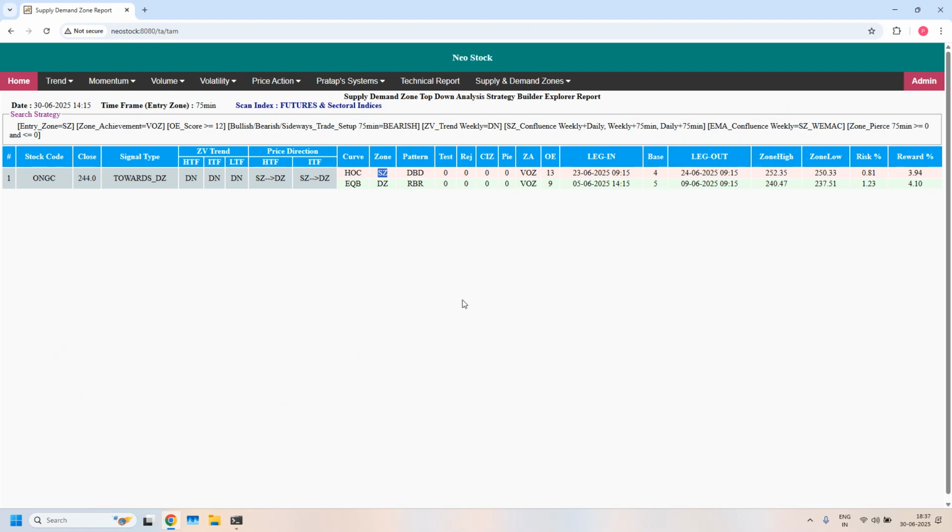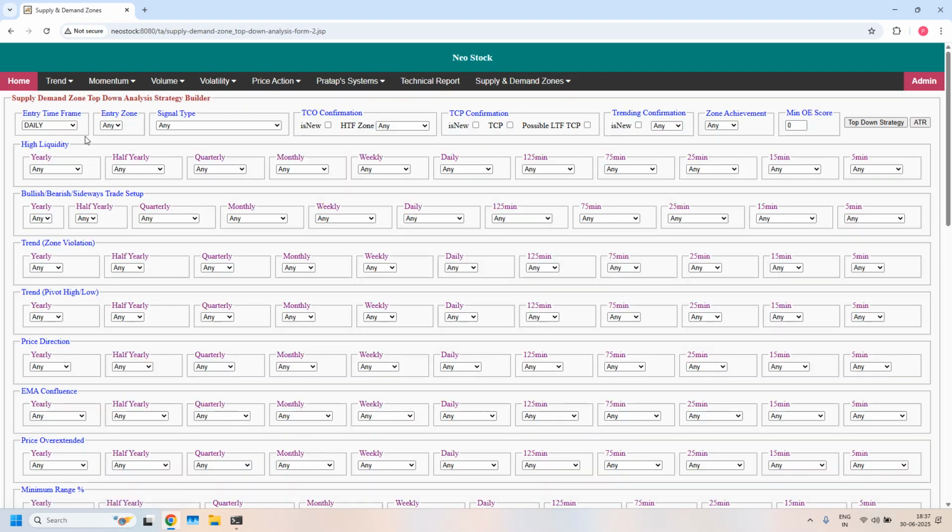So this is the bearish trade setup for weekly income trade. Next, we will generate daily income trade reports. Entry time frame is 15 minutes. Daily income trade entries are on demand zone, bullish or bearish or sideways at 15 minutes.